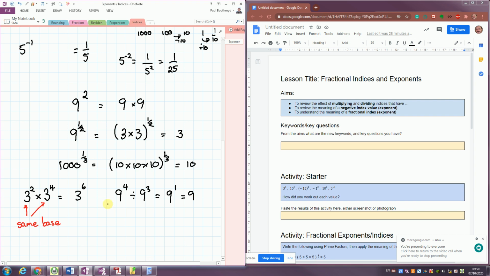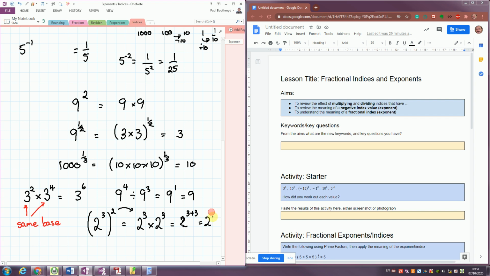How about this one? 2 to the power of 3, all to the power of 2. Yeah, getting the right thing out. This 2 says do 2 to the power of 3 times 2 to the power of 3. That's what that 2 does. We can add the indices. And that gives me 2 to the power of 6. So we're going to use this last one to explain this index rule as well.